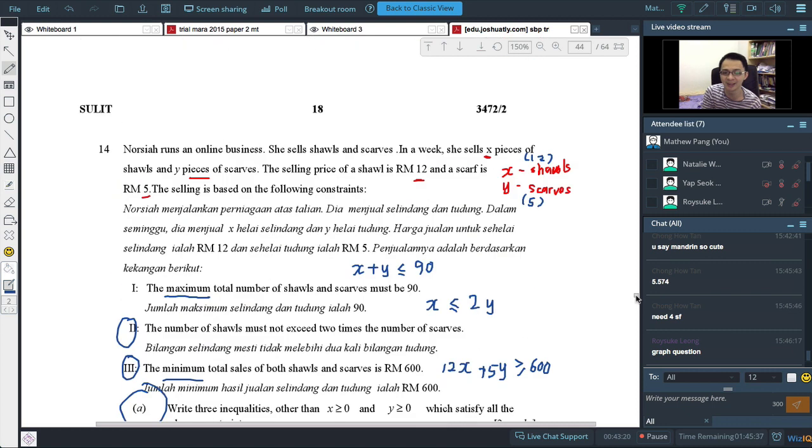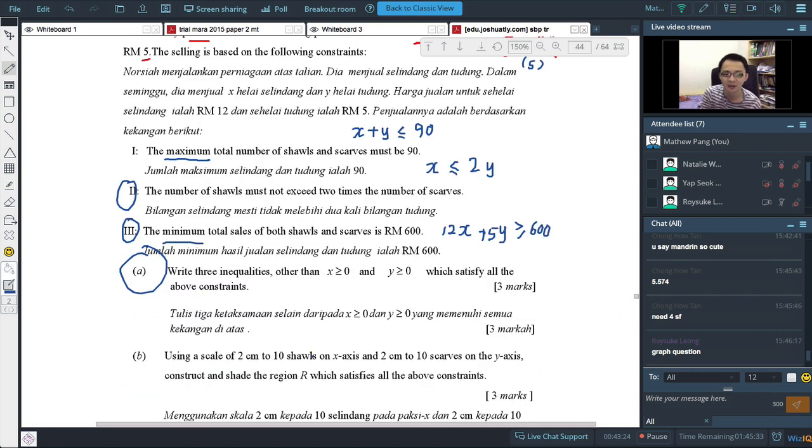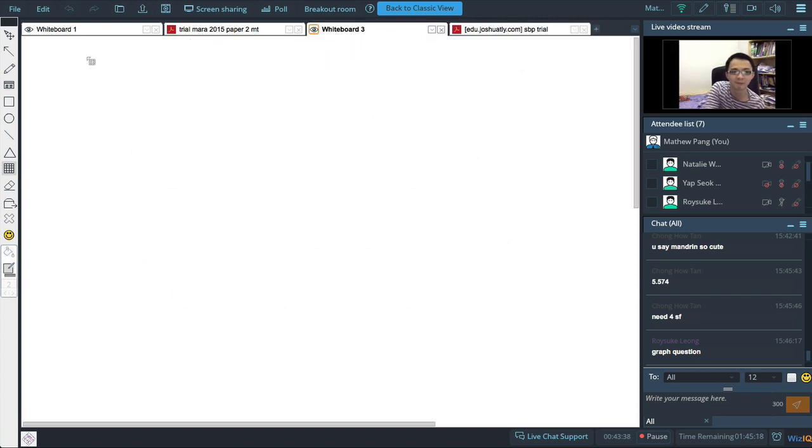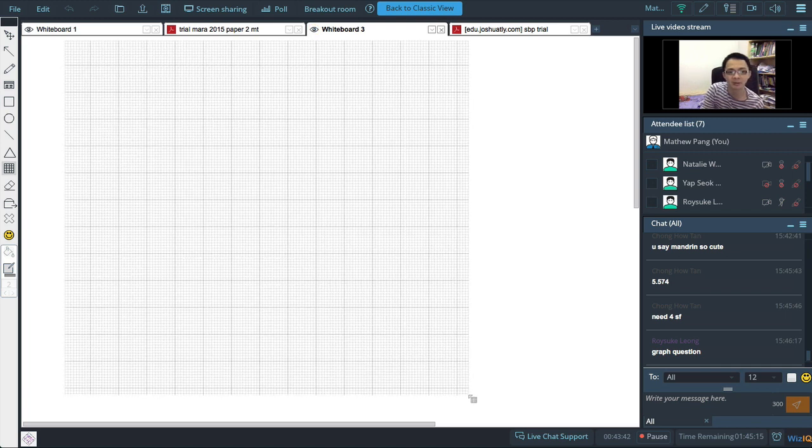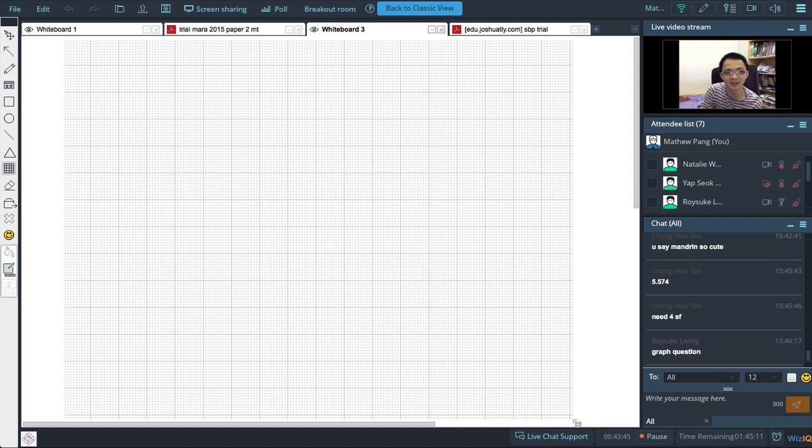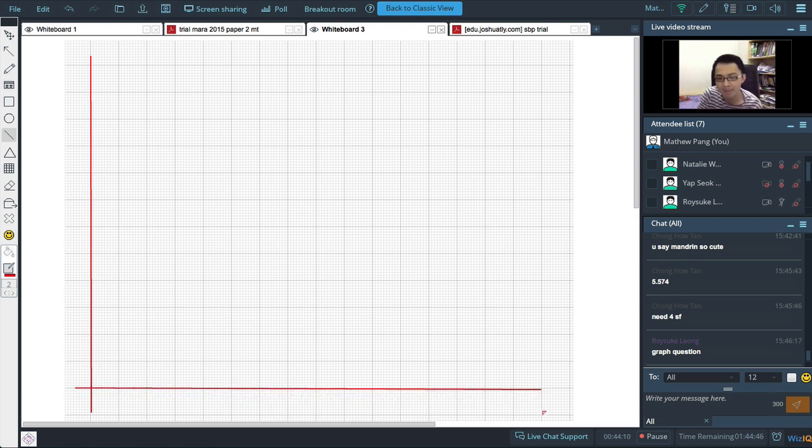2 centimeters for 10, 2 centimeters for 10. Right, I do not have graph paper here, but can I use this one? I hope I can. Okay, so I will use the new whiteboard. I hope it's enough for me to explain. Just assume this is your graph paper, and one square box here is 2 centimeters, because it's quite hard for me to get graph paper here. So I will try to do something like this. It's not perfect, but you just need to understand how to draw the graph.